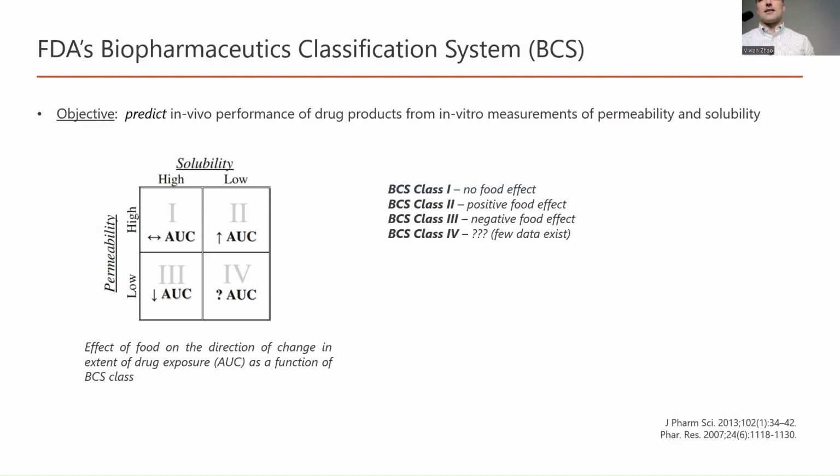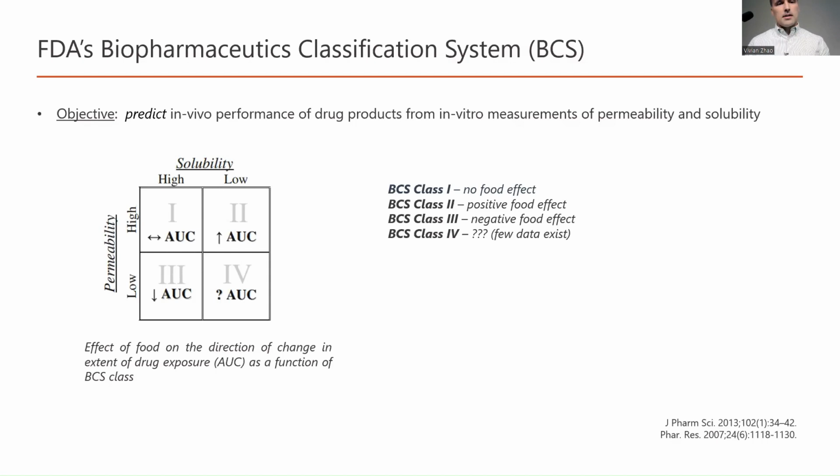I had to put that on the slide because there's no way I'm going to remember that whole thing. For example, class 1 medications have high solubility, high permeability. Food is not expected to impact bioavailability. For class 2 drugs, they have high permeability and low solubility. Food is actually expected to increase bioavailability, because we know food increases gastrointestinal secretions, and we can improve solubility in the presence of excess secretion.